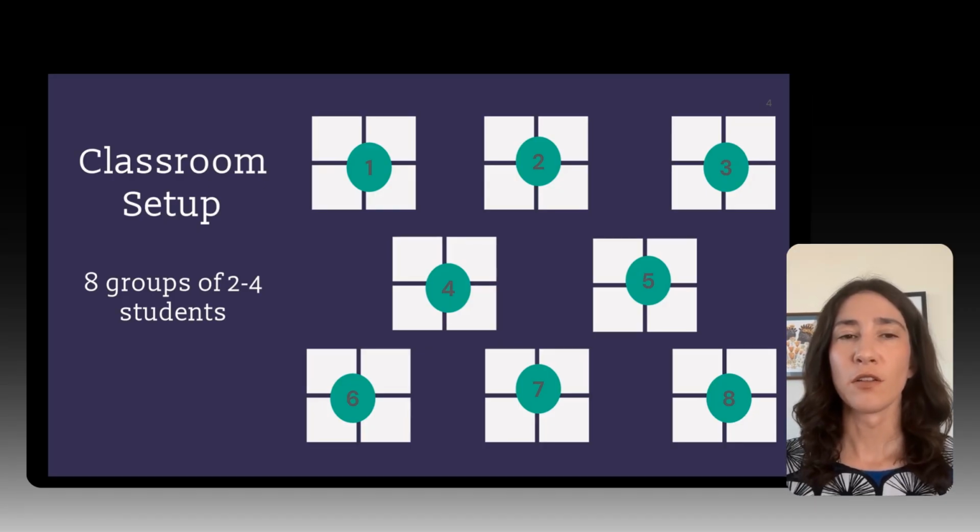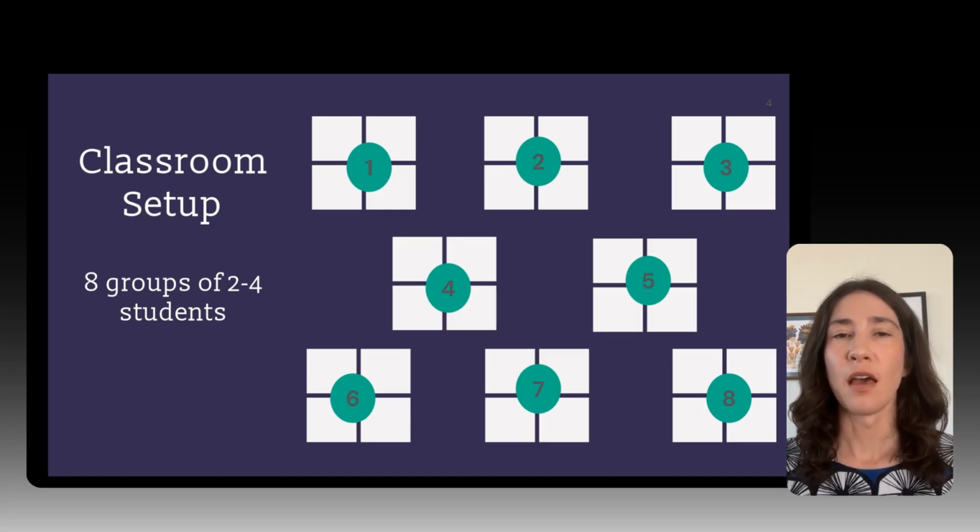So let's start with classroom setup. Ideally, we have 8 groups of around 3 to 4, could be 2 students in a group. They don't have to be perfectly even, but ideally there would be 8. If you have a really small or a really large class, we'll talk about that later in the video.